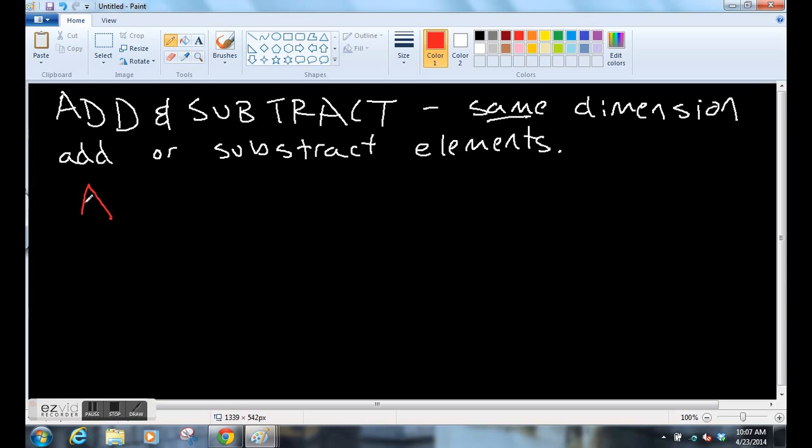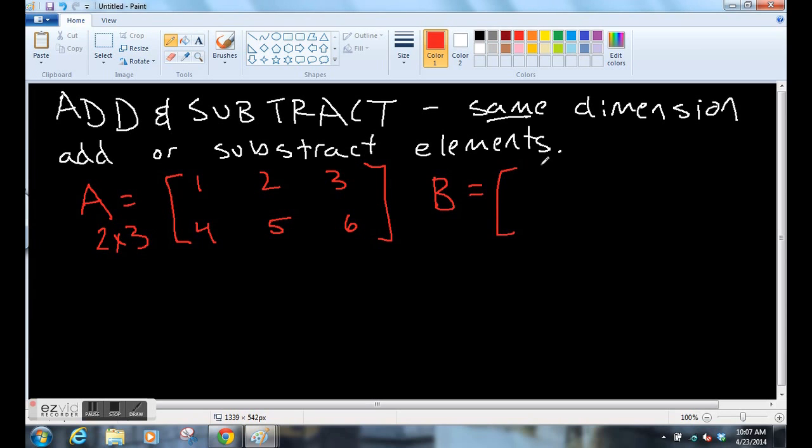So suppose A is a matrix that is 1, 2, 3, 4, 5, 6, and that's 2 by 3, right? 2 by 3. And B is a matrix, let's go 1, 1, 1, 2, 2, 2. This is also 2 rows by 3 columns. All right, I haven't done anything yet. I just listed the matrices.